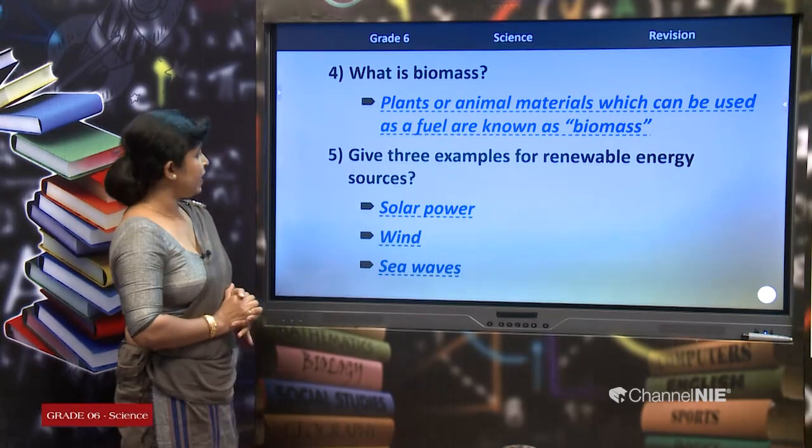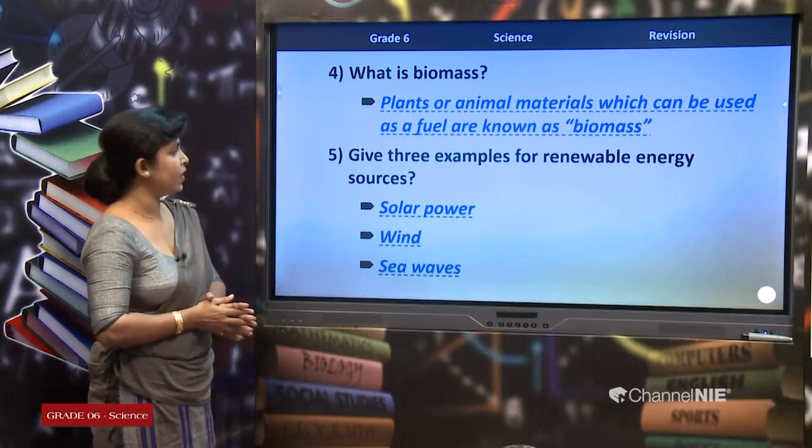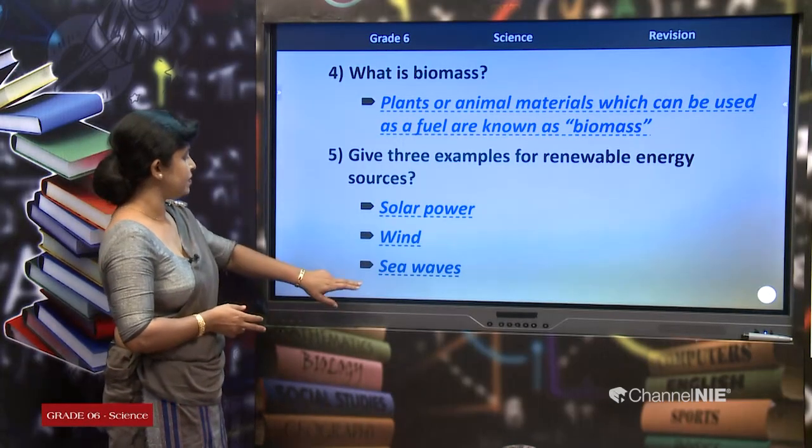That is the difference between renewable and non-renewable energy sources. Then give three examples for renewable energy sources: solar power, wind and sea waves. You can see that these types of energy sources can be used again and again, right? So they are considered as renewable energy sources.